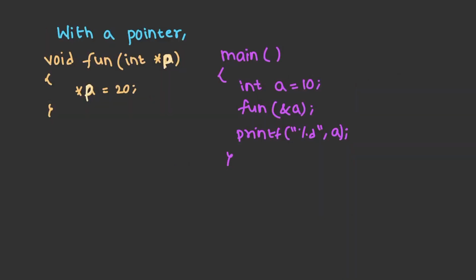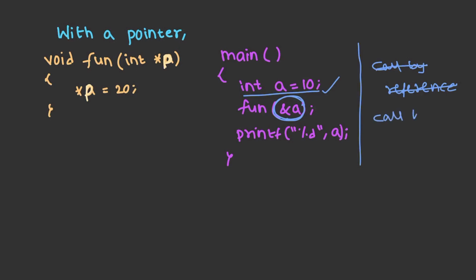Let's try to understand one more example. Here also the main function is defined and we have defined an integer, but instead of calling with a value, we are actually calling with an address as the value. People generally tend to call it call by reference, but call by reference does not exist in C.